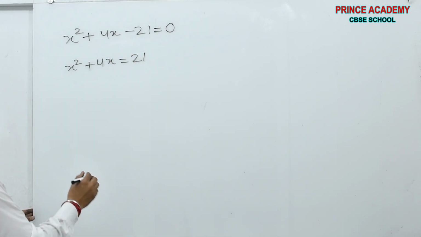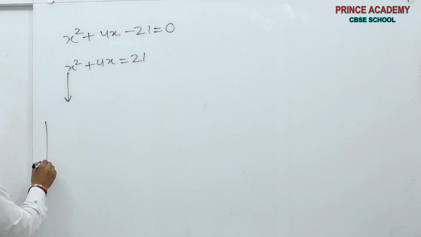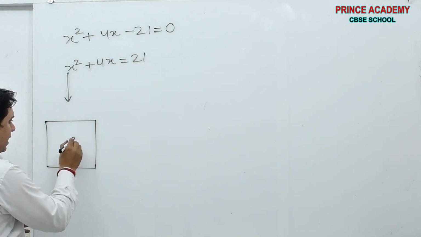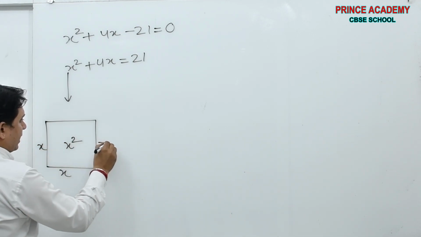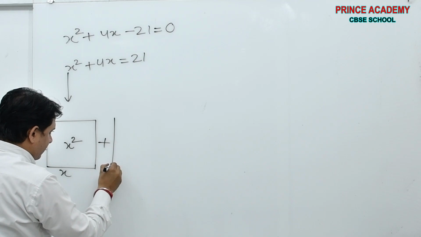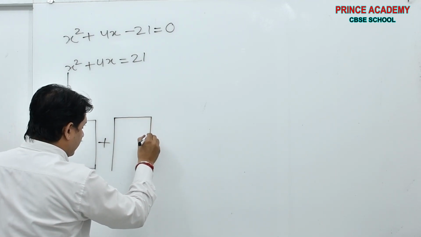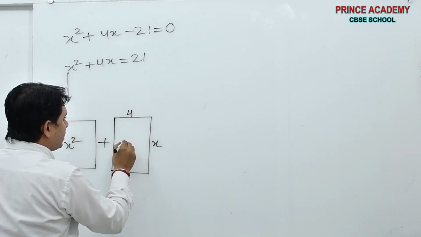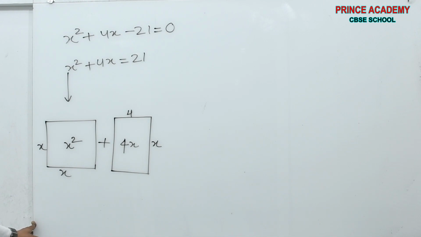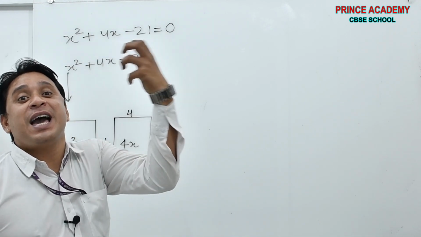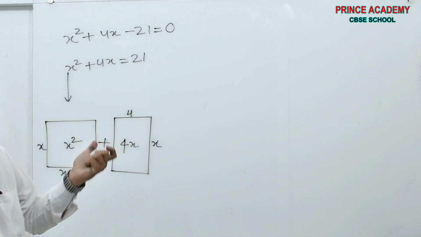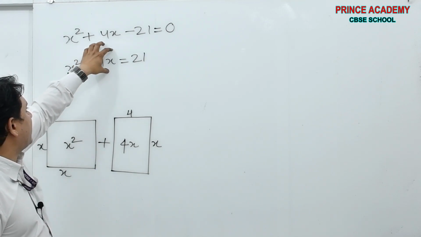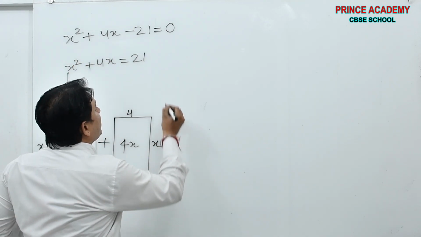Done beta. What is this? This is the square of side x. Therefore, the area became x square. This is the rectangle of side x and 4. That's why the area became 4x. Yes or no? Now you got my point. What are we doing? We are considering these two as a square and a rectangle, and the output is 21.